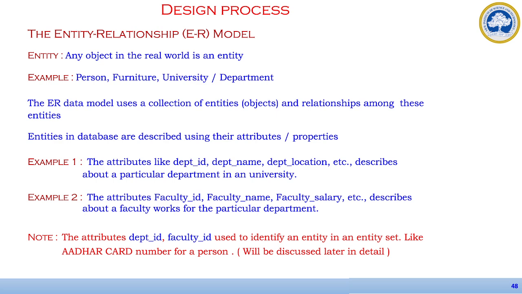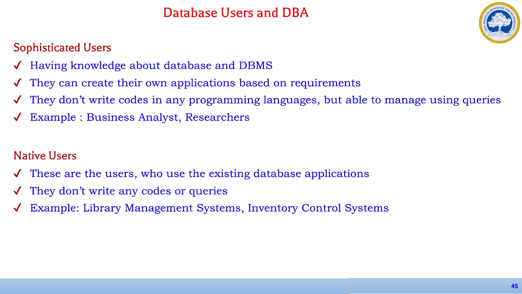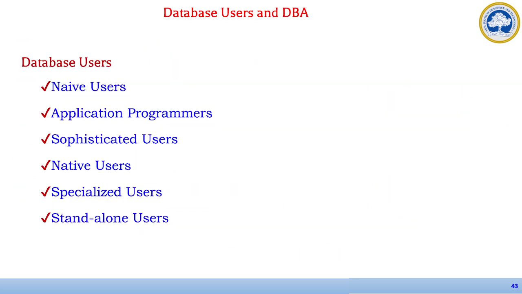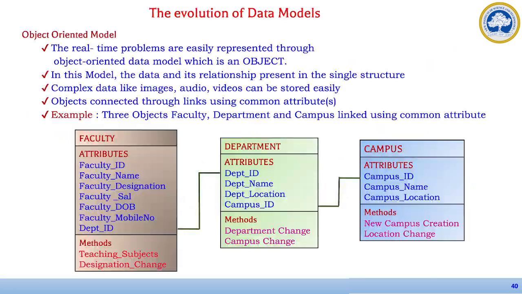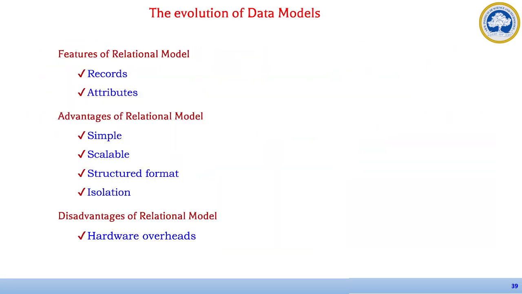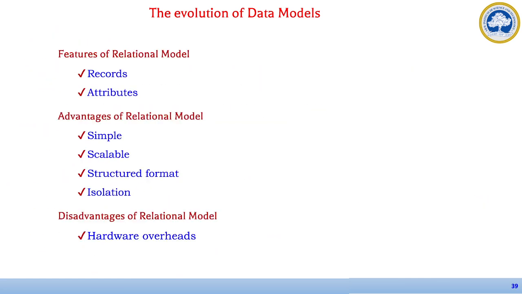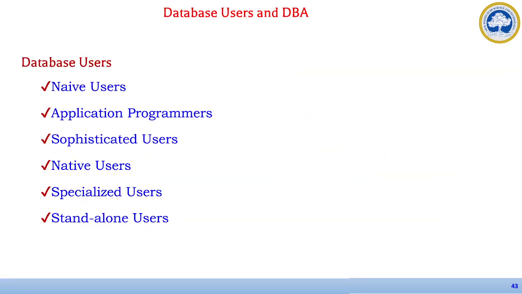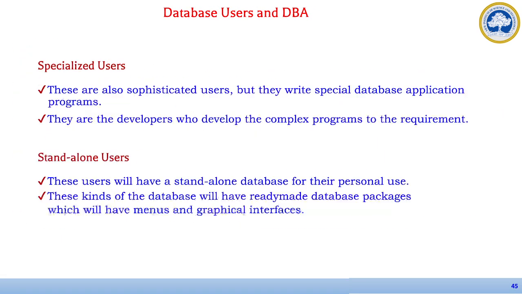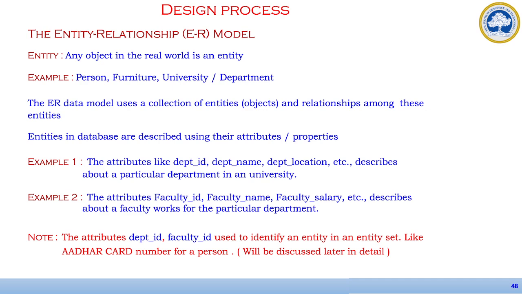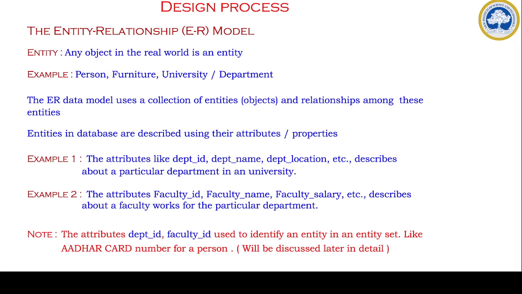So up to this we have seen the basics like ER diagrams, the evolution of data models, degrees of data abstraction, and then different types of models. We have seen the evolution of data models, and in the next PPT we are going to see about the design process. Thank you.